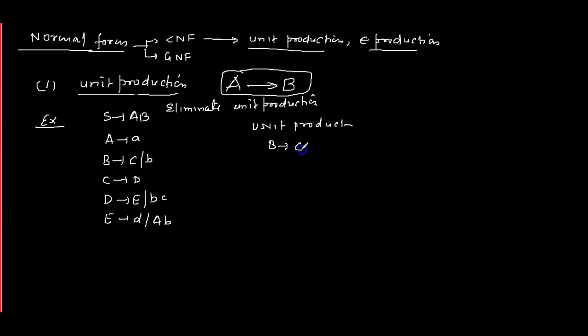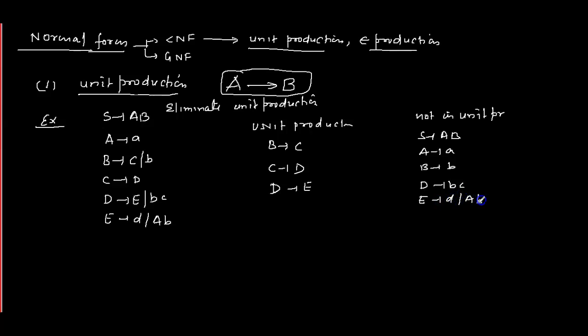B derives C, this is one. C derives D, and D derives E. These are unit productions. The remaining are not: S derives AB, A derives small a, B derives small b, D derives BC, and E derives D and AB. Now we have to remove these three unit productions.